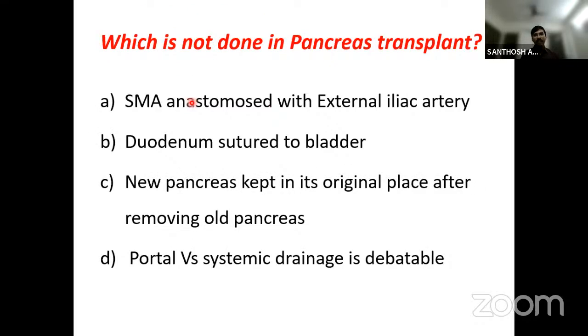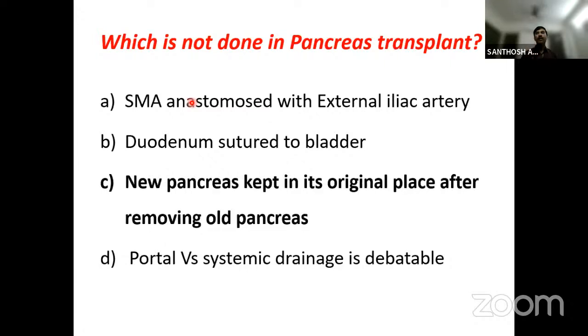Which is not done in pancreas transplant? SMA is anastomosed to external iliac artery. Duodenum is sutured to the bladder. New pancreas is kept in the original place after removing the old pancreas. Portal versus systemic drainage is debatable. So the answer is, just like kidney, we are not going to remove the native pancreas and place it orthotopically. Only in liver do we remove the native liver and keep the new one in the orthotopic position itself, whereas kidney and pancreas are in the heterotopic position only.